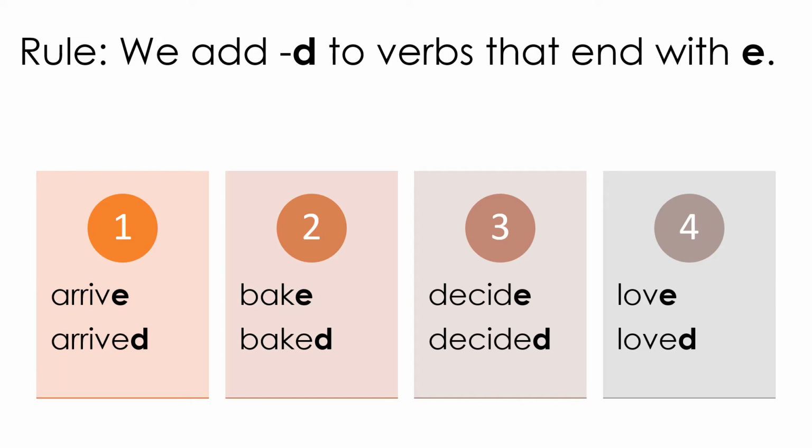Love becomes loved. Arrive in the present tense, arrived in the past tense. Bake in the present tense, baked in the past tense. Decide in the present tense, decided in the past tense. Love in the present tense, loved in the past tense.